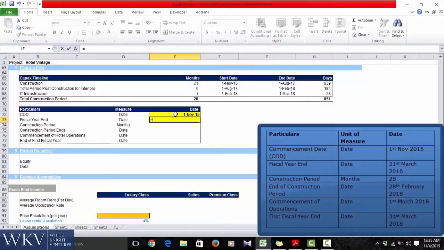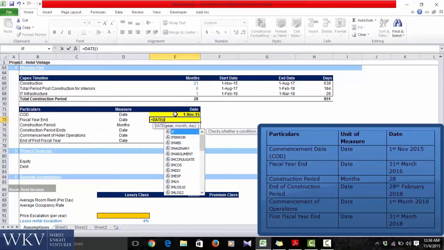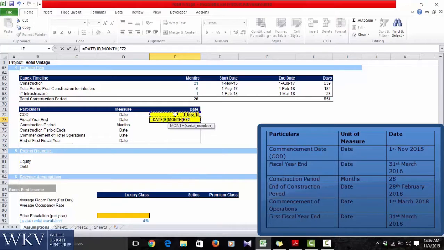To determine the end of fiscal year, we will use a date formula. We will have to determine the three components of a date, that is year, month and day. Firstly, the year ending will be contingent on the month of the start date, because if the month of the start date is less than or equal to 3, that is, if it is January, indexed as 1, February, indexed as 2, or March, indexed as 3, then the year would be the same as the start date's year. Otherwise, it will be the next year, that is the start date's year plus 1.